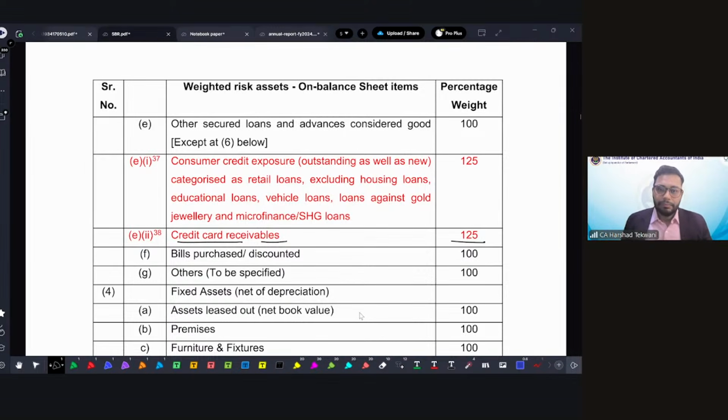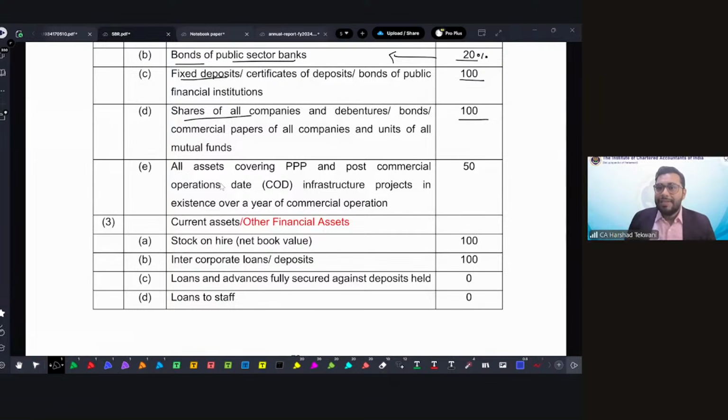Okay, fine, sir. I wanted to understand the fundamental reason why they are providing that risk weightage. Okay, fine, sir. Thank you. I got it now. So similarly, you have different percentages assigned to all different kinds of assets. For example, assets covering PPP 50%, stock on hire 100%, loans and advances fully secured: if it is fully secured, basically there is no risk. So that's why zero. Loans to staff, zero, sir, because it's not considered.